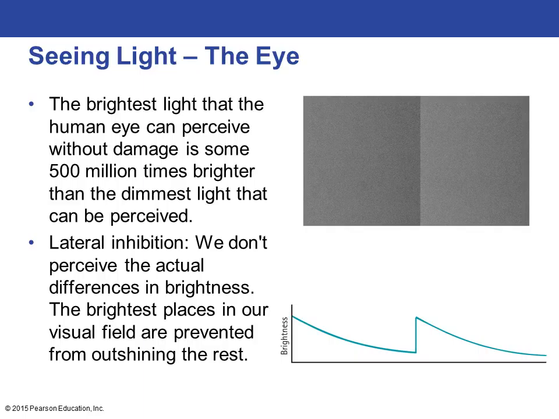The brightest light that the human eye can perceive without damage is some 500 million times brighter than the dimmest light that can be perceived. In lateral inhibition, we don't perceive the actual difference in brightness. The brightest places in our visual field are prevented from outshining the rest.